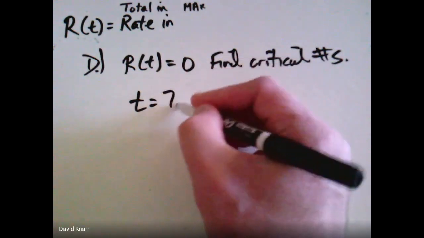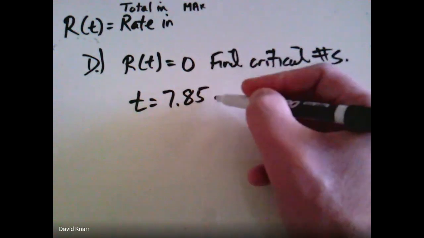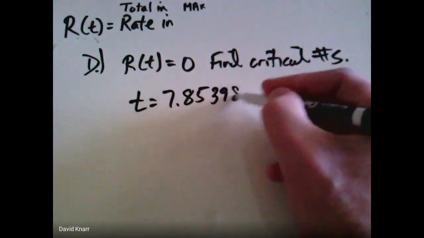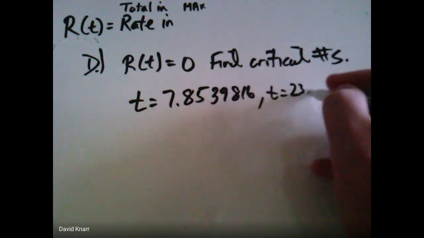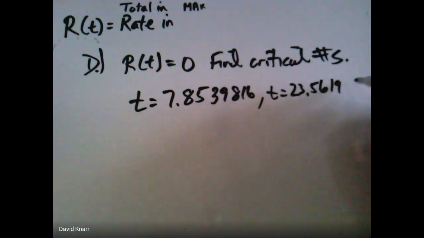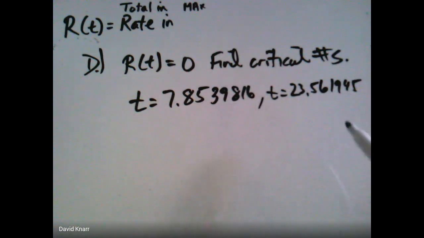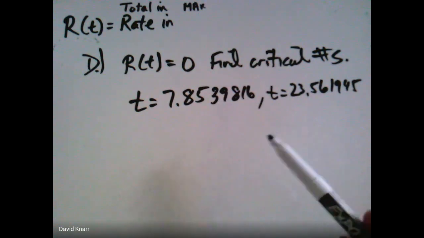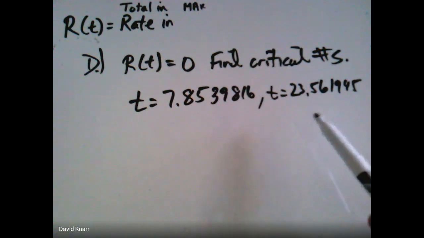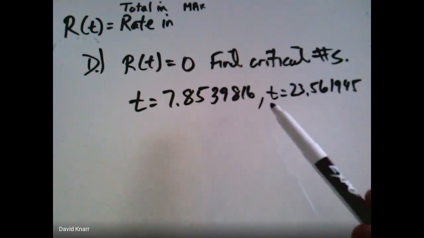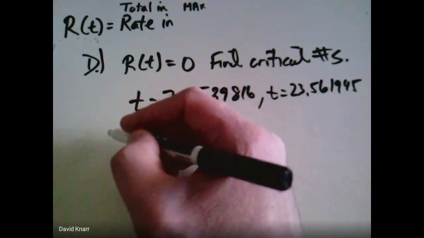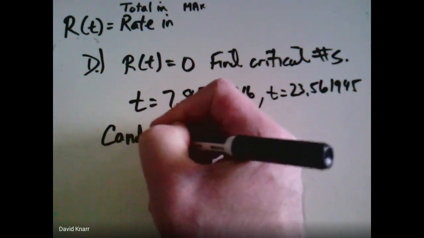There are 2 zeros here. There's one at 7.853981 6, and there's another at t equals 23.561945. I have to write them both down. Okay, they're both zeros. Now, the tricky part about these problems is that most of the time, if you go back and look at the question, it says, what is the maximum number of mosquitoes for t between 0 and 31 closed? The interval is closed. Okay? This is an election candidate's problem.